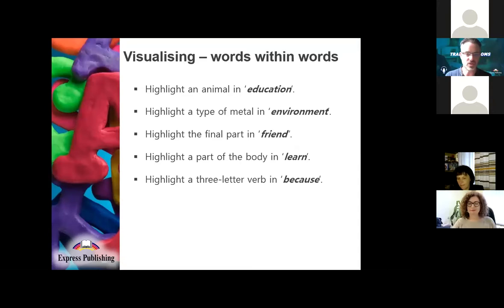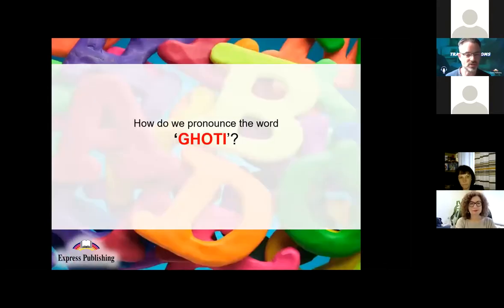Any activity you can think of that really gets them to focus on the individual segments of words is always good. And finally, if you really want to confuse them, you can give them this word and ask them how it's pronounced. This is just to finish off with.